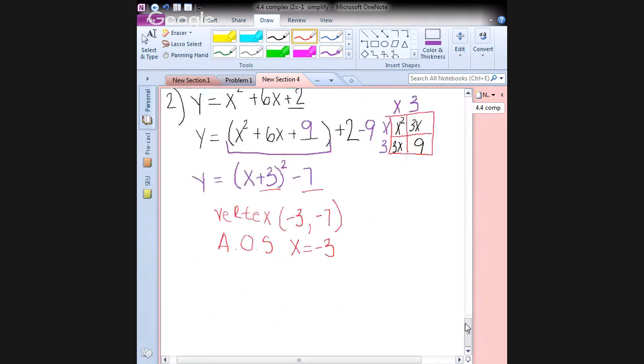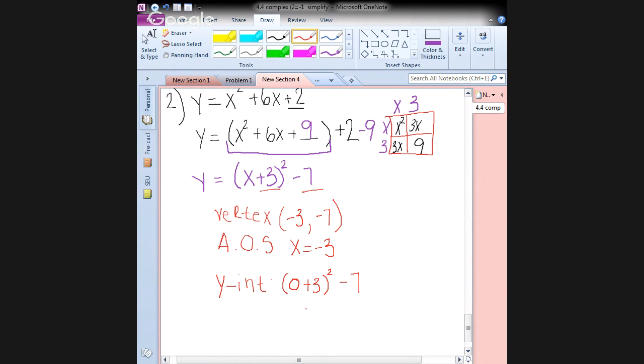What else could I ask you? I could ask you for the vertex. I could ask you for the axis of symmetry. I could ask you to graph that. I could ask for the y-intercept. So let's say I ask you for the y-intercept and it's in that form. The y-intercept never changes. The y-intercept is always where x is 0. I plug in a 0 for x into my formula.